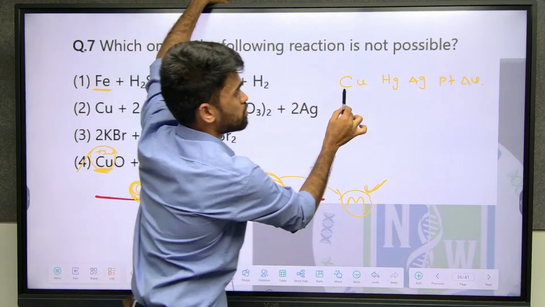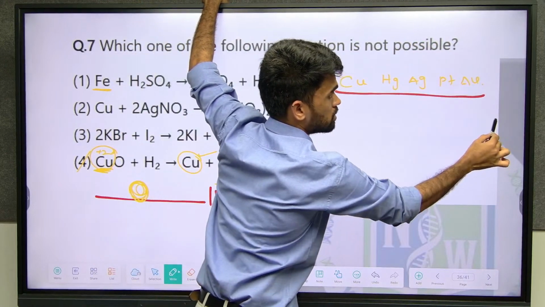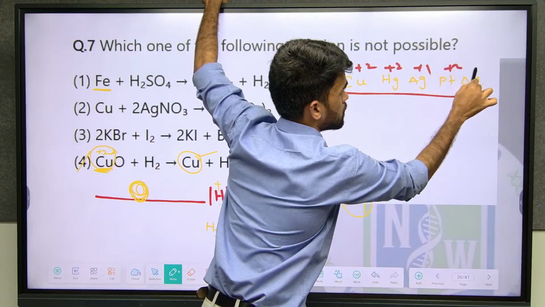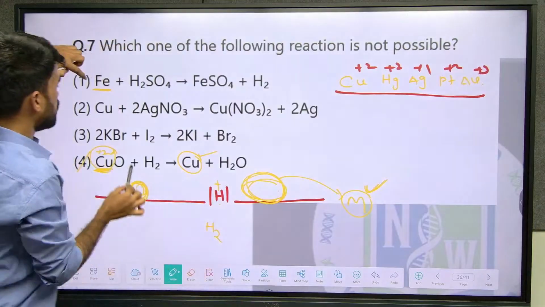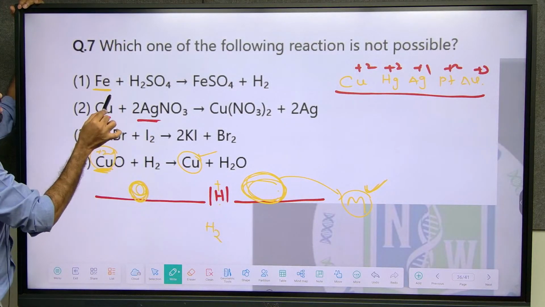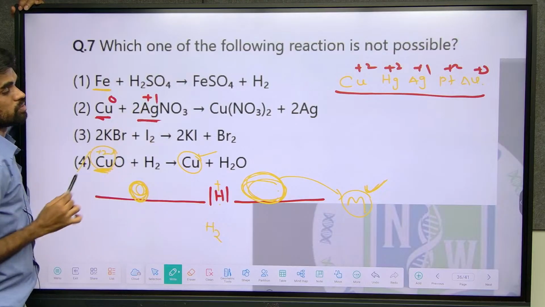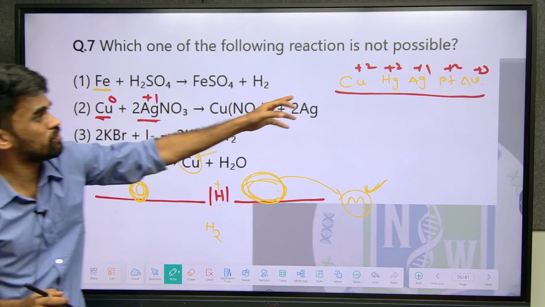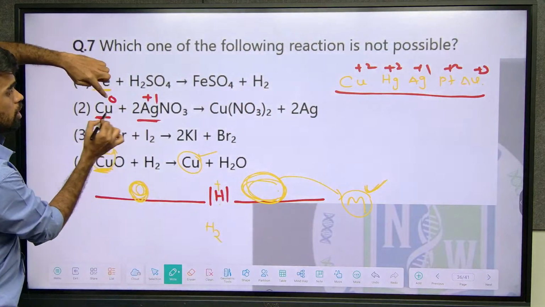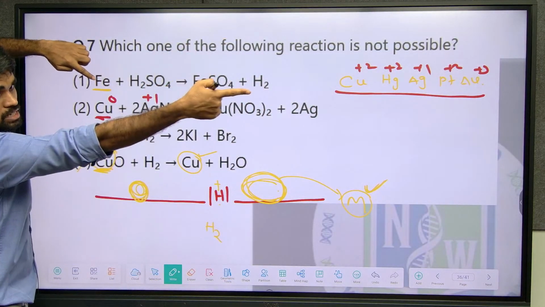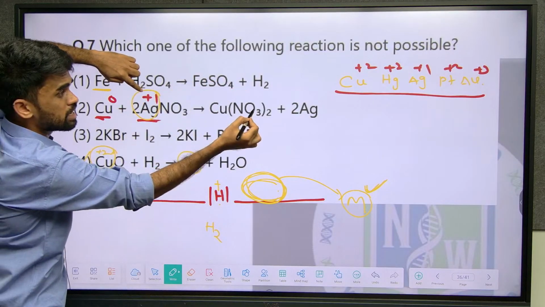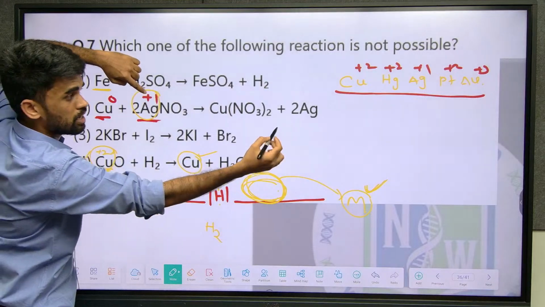Okay, so which metal will come out first? Like their charges should be there. So here you compare between these two. 0 plus 1. So the one which is at that side will come out first. So out of these two, who is at that side? Ag. So it means Ag plus will come out as Ag.